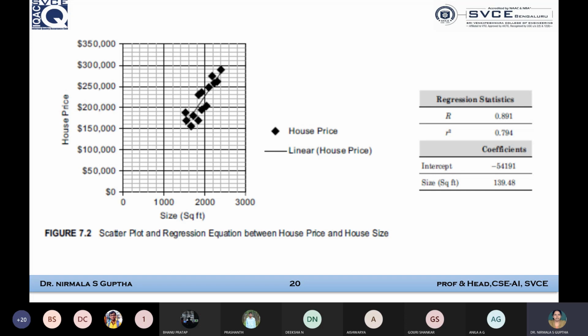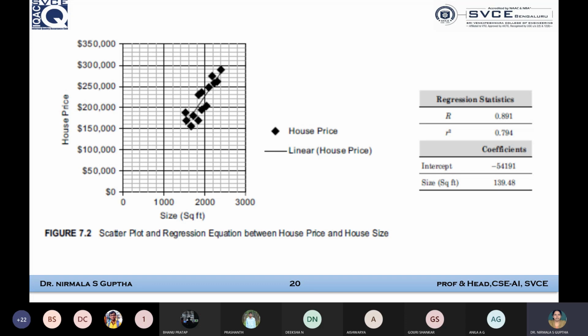Okay. So note down the R value. Let us look at the regression statistics. Capital R is equal to 891. And my correlation is 0.794. Means approximately, not approximately, it is 79%.